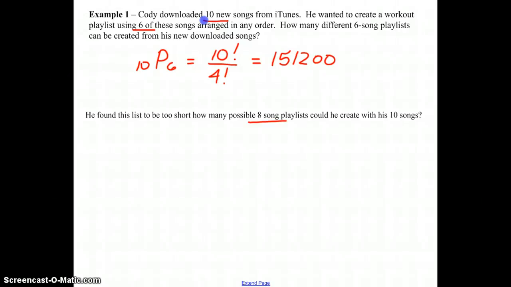Now you try this next one. Let's say he actually wants 8 songs because it was too short. So now he's still got 10 songs and he's picking 8 of them.